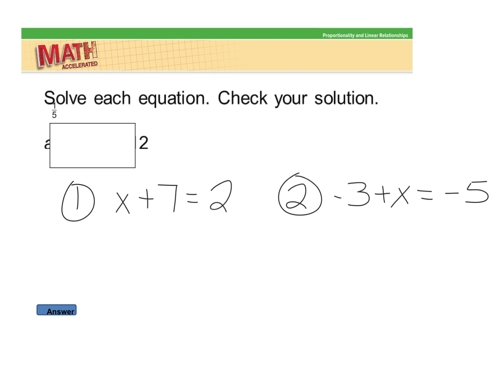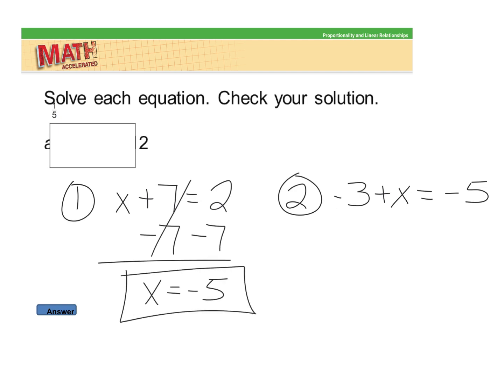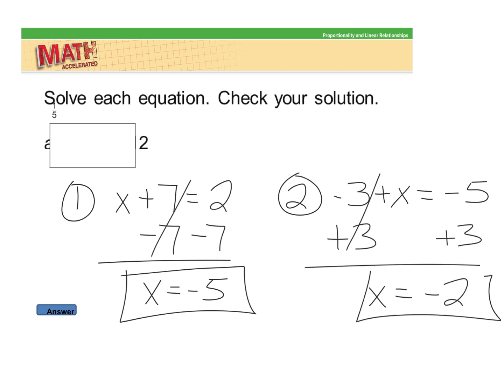On these examples, number 1, how do we get x by itself? Subtract 7, so we have x equals negative 5. Okay, on number 2, how do we get x by itself? Add 3. So we get x equals negative 2. Okay? Any questions on these so far?